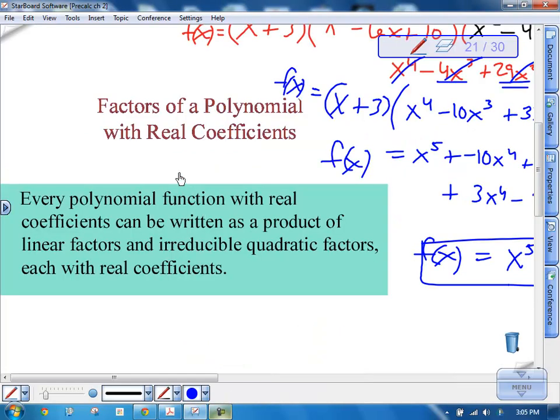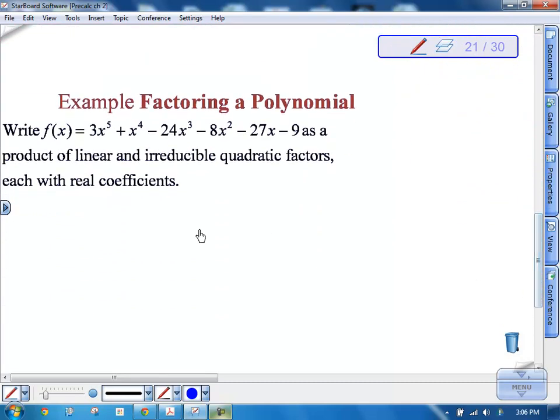Okay. The book also makes a statement which is true, and we should go over this. Every polynomial function with real coefficients can be written as a product of linear factors and irreducible quadratic factors, each with real coefficients. So we're going to do a lot of problems like that. Like for example, this one. Let's go ahead and factor this one as a product of linear factors and irreducible quadratic factors.